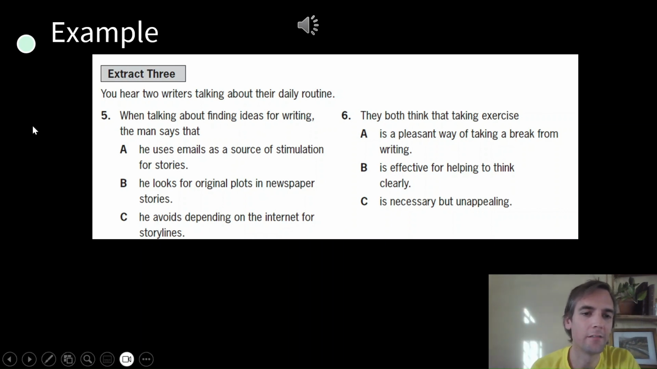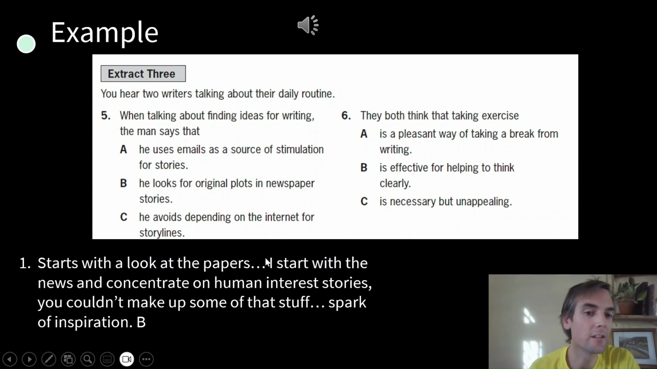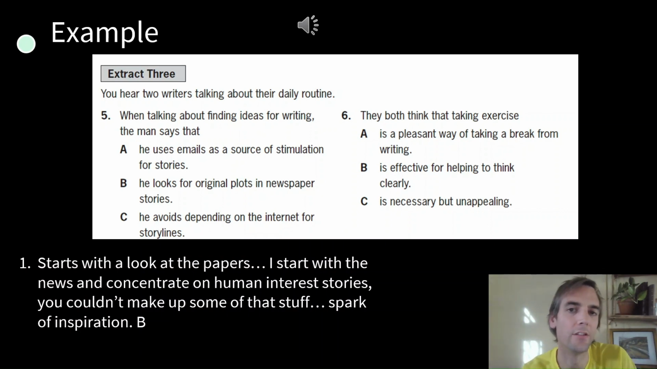Number 5, well, what does he say? He looks at the papers with the news, human interest stories. You couldn't make it up. It gives him a spark of inspiration. He's talking about getting plots from the newspapers. He doesn't look at the internet, but he doesn't avoid depending on it. He still uses the newspapers. So it's not about saying, no, I'm not using the internet. He uses it for reference only, not as stimulation.